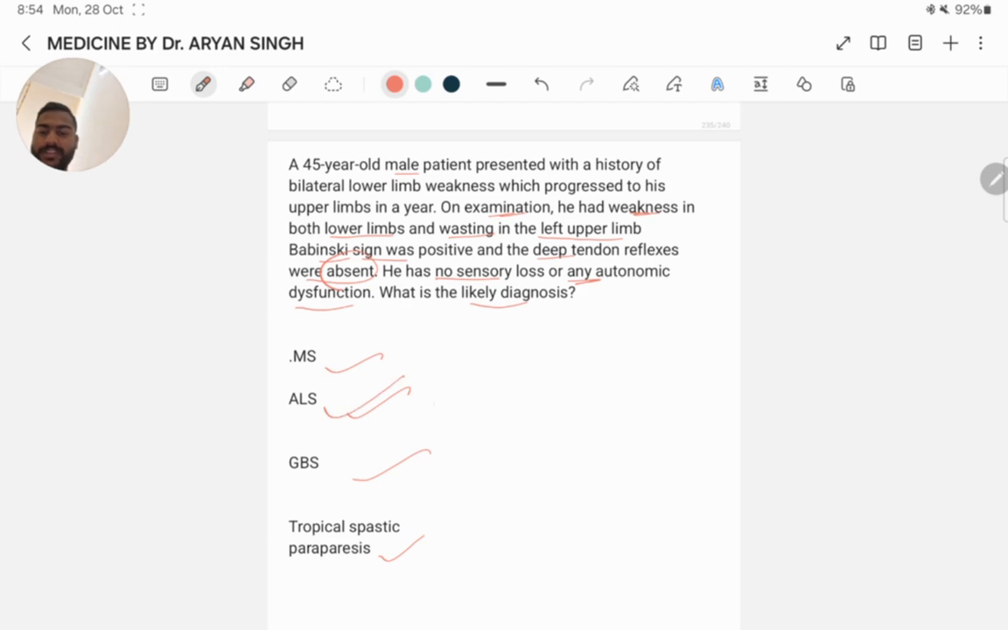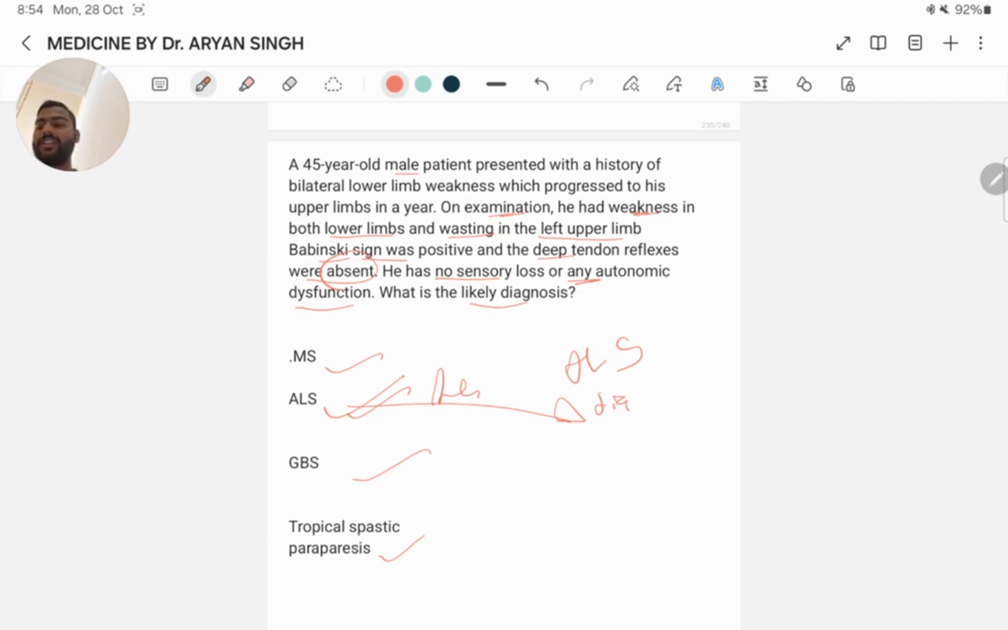Here the best answer is ALS, because the given clinical scenario of both upper motor neuron signs, Babinski sign, and lower motor neuron signs, absent deep tendon reflex and wasting, in the absence of sensory loss and autonomic dysfunction, points towards a diagnosis of amyotrophic lateral sclerosis, ALS. What is ALS?